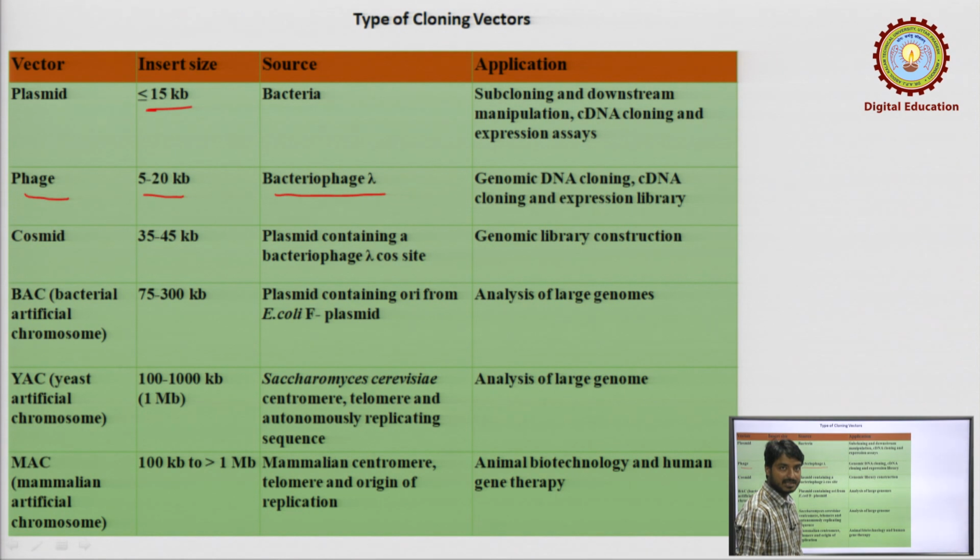Next is the BAC. BAC is the bacterial artificial chromosome, and it can have a large insert size of 75 to 300 kb, and it is used to analyze large genomes, like the human genome.